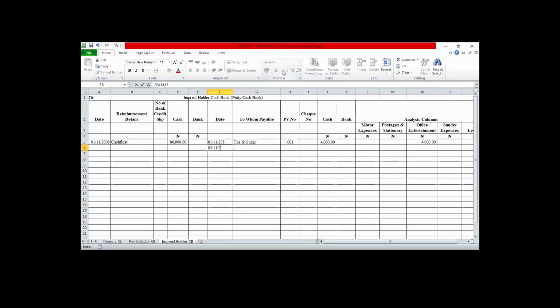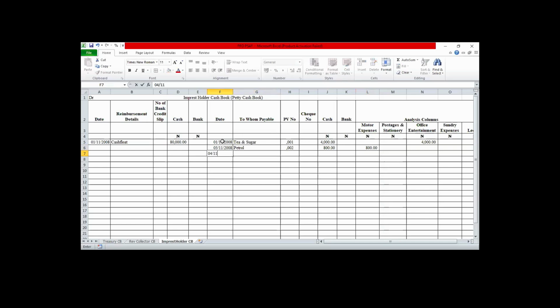3rd of November, 2008. Purchase of petrol. What happened there? Purchase of petrol. How much? 800. That one will go to what? Vehicle expenses, total expenses. The next one, 4th of November.